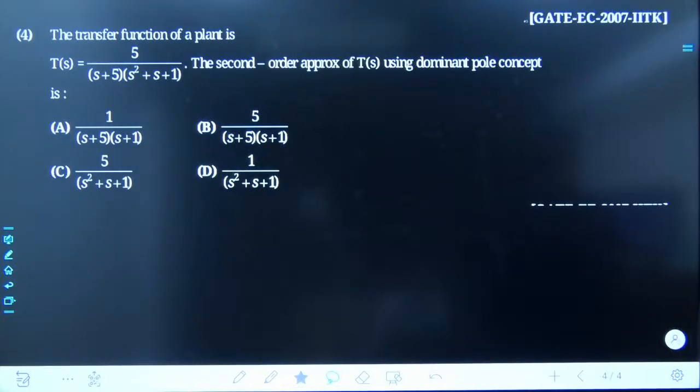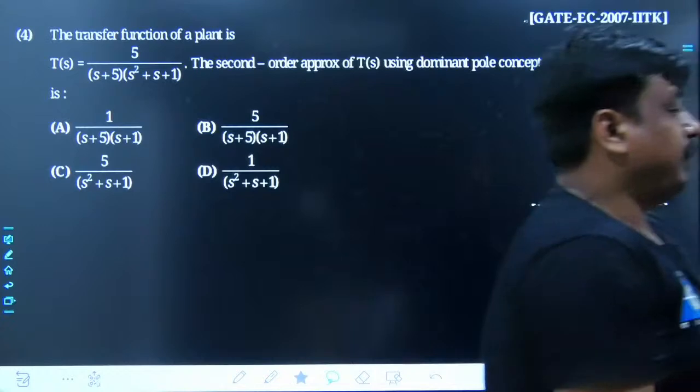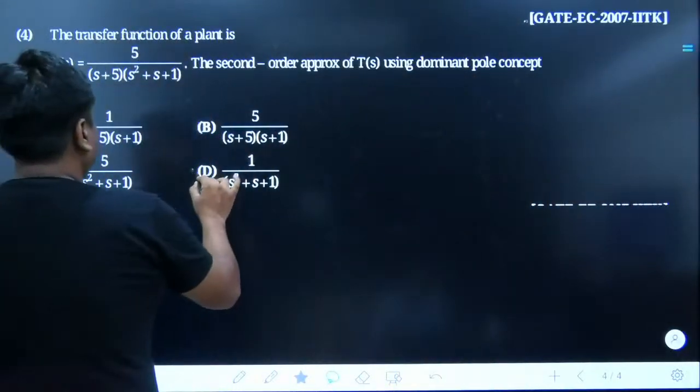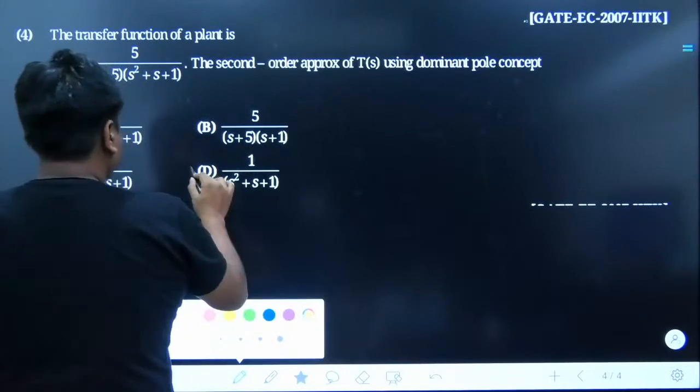Tell me what would be the best answer. Within 30 seconds, you guys must be able to answer it well. Tell me what would be the best answer for this given problem. Yes, perfect. Not only DC gain, even the steady state gain should remain constant. So Ram also says the same answer, it's D. Okay, so the best answer is obviously D only. What does the dominant pole concept mean?